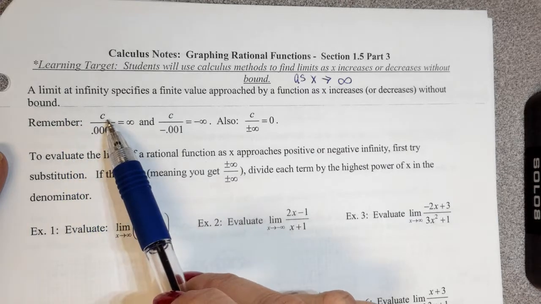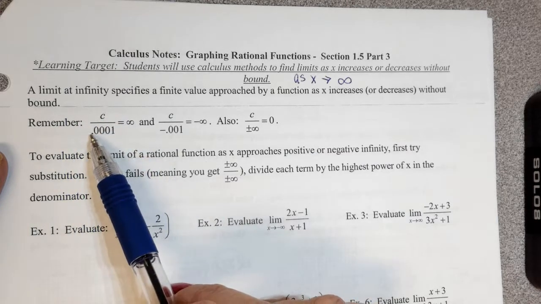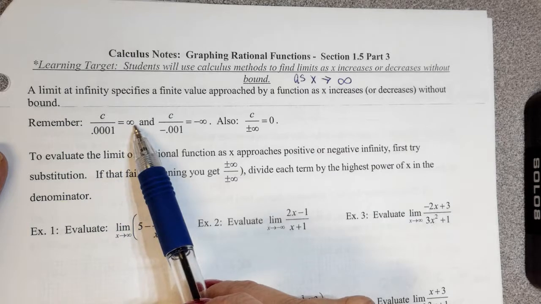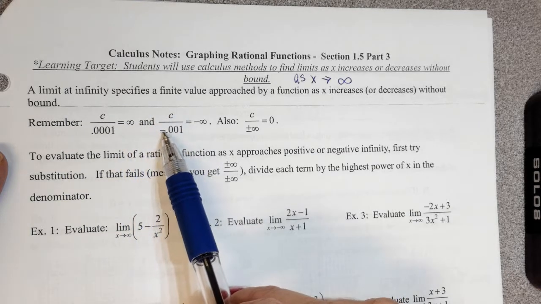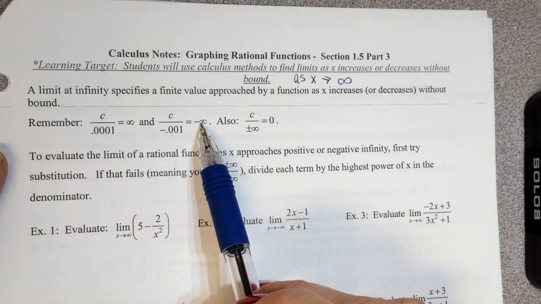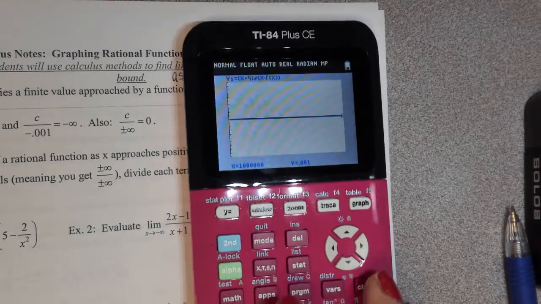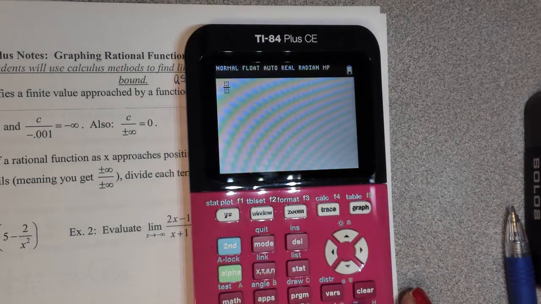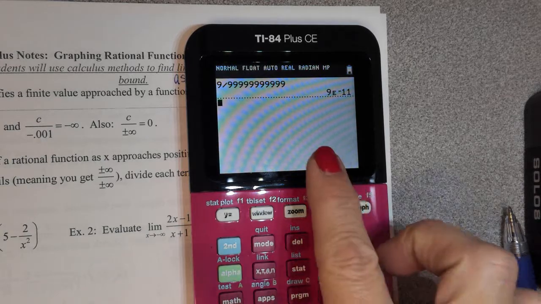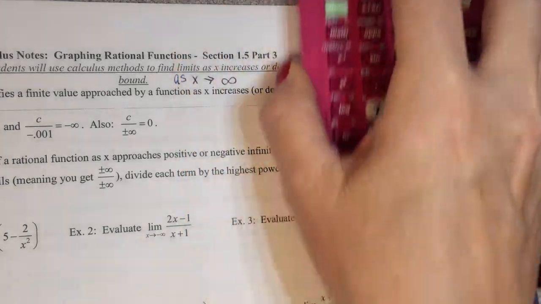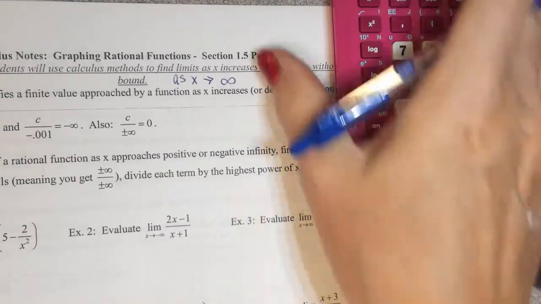Here's some things we have to know. We have to know that a constant divided by 0.001 is infinity. A constant divided by negative 0.001 is negative infinity. Here's something we haven't looked at before. If I have a constant divided by infinity, whether it's positive or negative, watch this. If I do any number, say 9, divided by a very large number, look what answer I get. 9e negative 11 means 9 times 10 to the negative 11th.